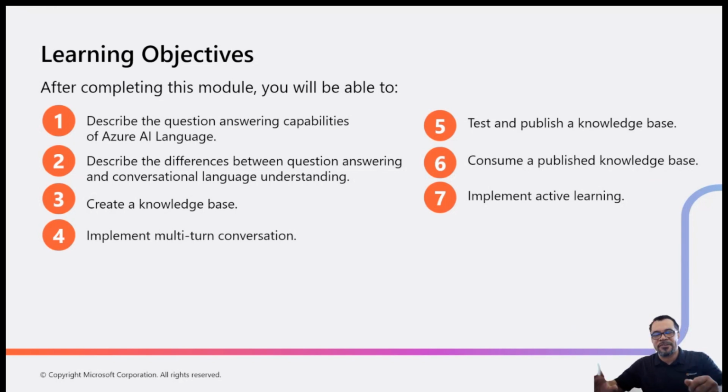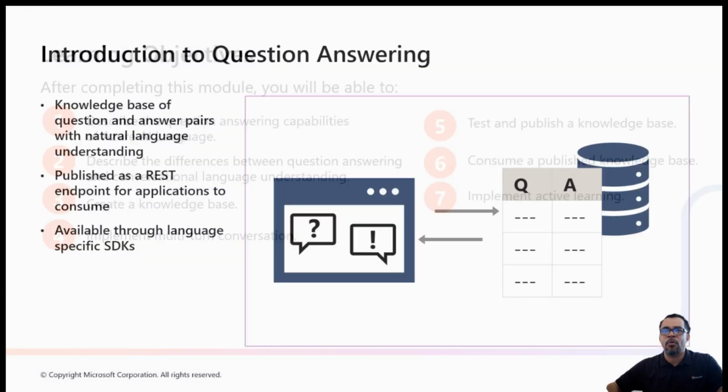We'll talk about the differences between question answering and conversational language understanding. We'll talk about creating a knowledge base, and then what if a question has a follow-up question? We call those multi-turn conversations. So we'll talk about how to deploy that, as well as testing it to make sure it works properly. How do we point it to an existing knowledge base? And then finally, we'll look at interactive or active learning. Those are the things that we're going to look at in this section of our course.